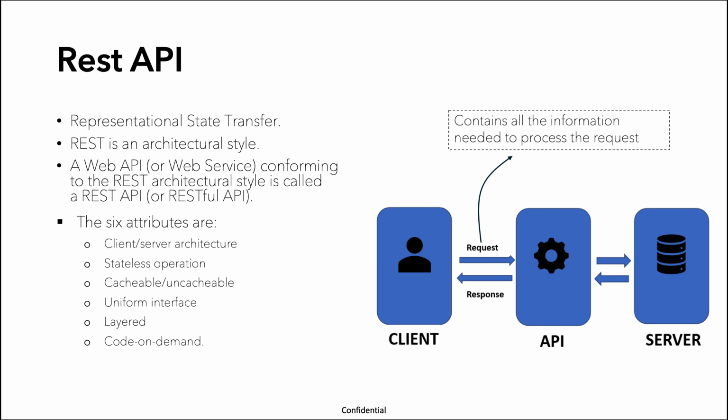The other important attribute is cacheable. REST APIs can be designed to support caching, which can improve performance by allowing clients to reuse previously fetched resources. Like when you are browsing any website, the client on which you are working caches the content. This is somewhat similar to that.